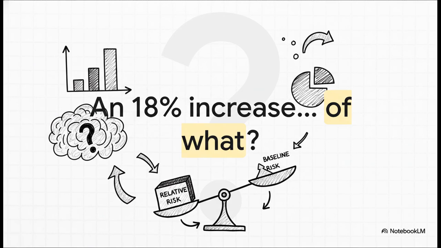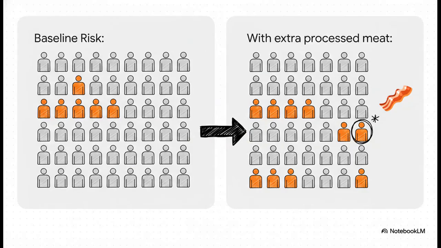But this brings us to the single most important question you can ever ask when you see a statistic like this one. An 18% increase of what? This is what's known as a relative risk, and when it's presented all by itself, it's virtually meaningless. It's missing the most crucial piece of information. What was the risk to begin with? So let's add that missing context back in.